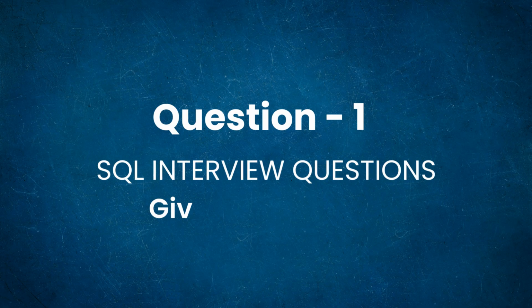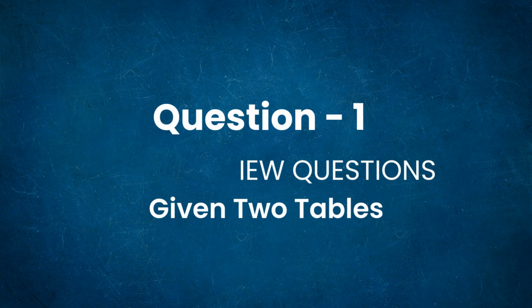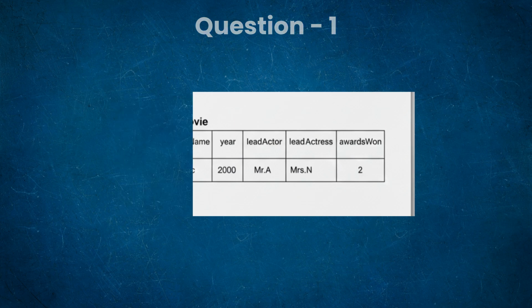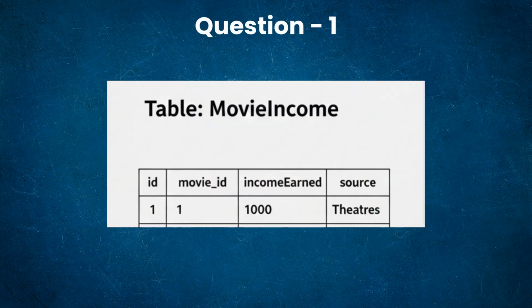Question number one majorly focuses on SQL. Here you're given two tables. The first table is movie. It contains the movie details like ID, movie name, year, lead actor, lead actress, and awards won. The second table is movie income. It contains how much income each movie earned, movie ID, and from which source. Movie ID is a foreign key in the movie income table that references the ID column of the movie table. Now let's jump into the actual interview questions.